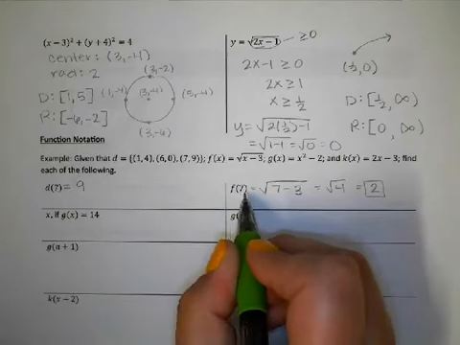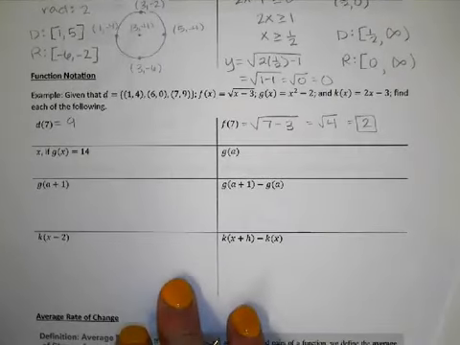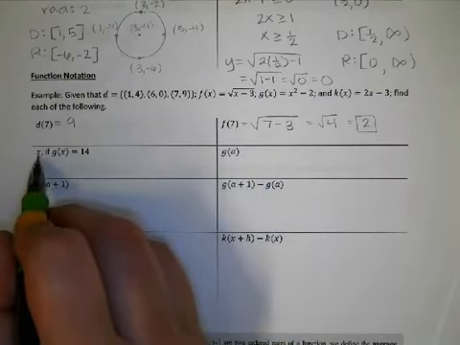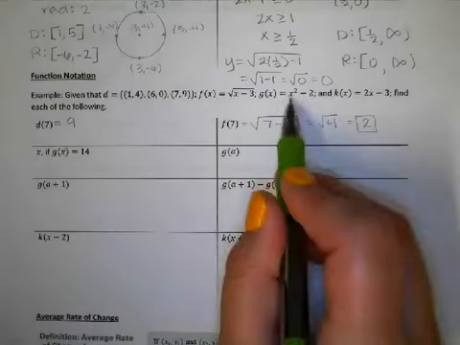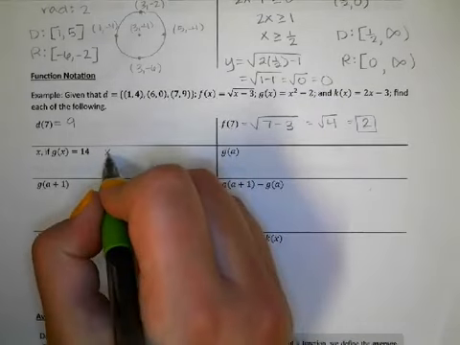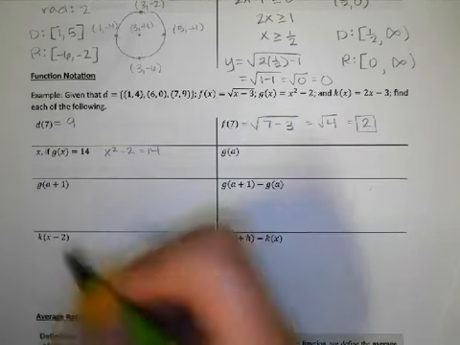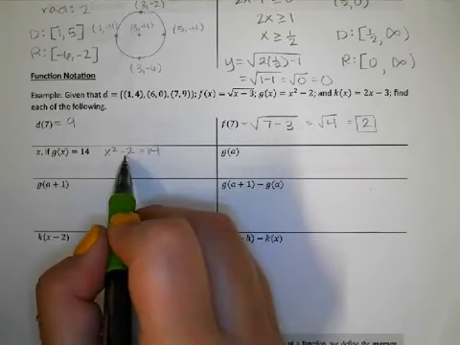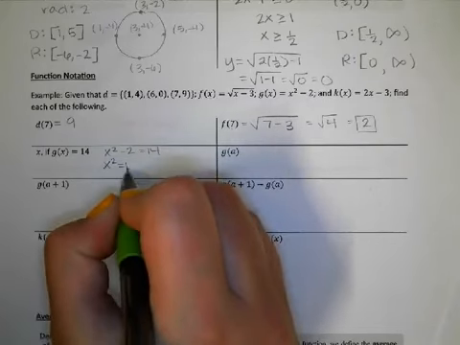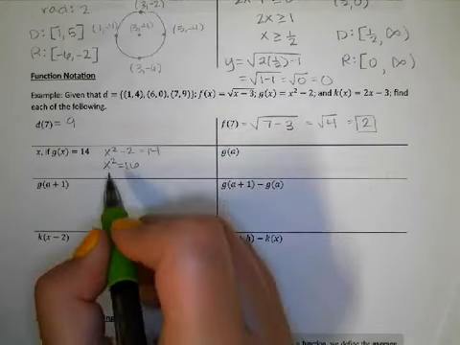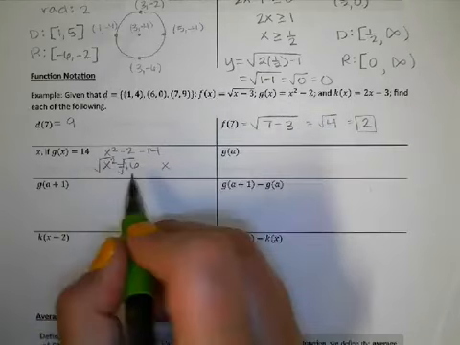The next one says find x if g of x equals 14. So if I take g of x and the answer is 14, what would x have to have been? Well, I'll just go ahead and solve this equation. So I'm going to add 2 to the other side. x squared equals 16. And then to solve the equation, I need to square root. And so the square root of 16 is plus or minus 4. So there's 2 answers here. Positive 4, negative 4.